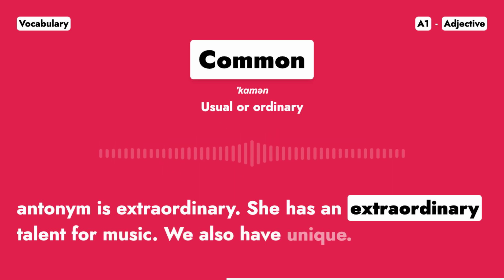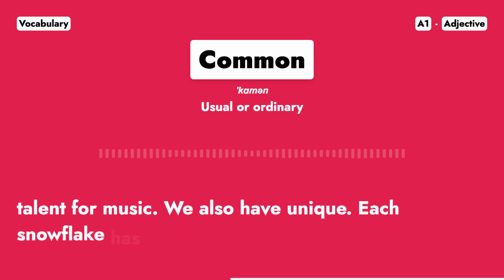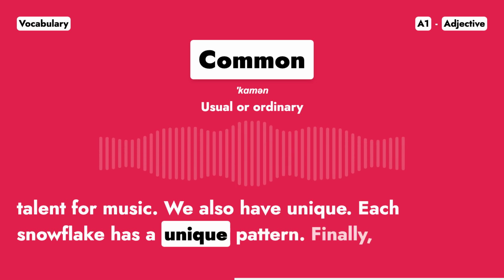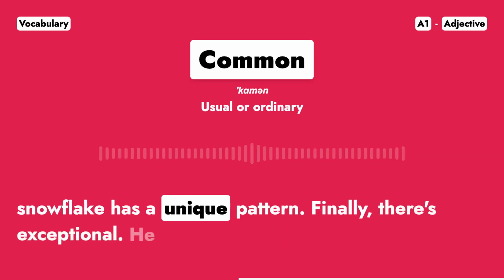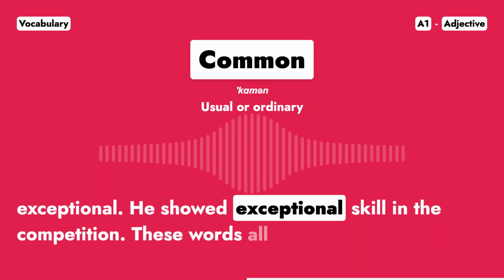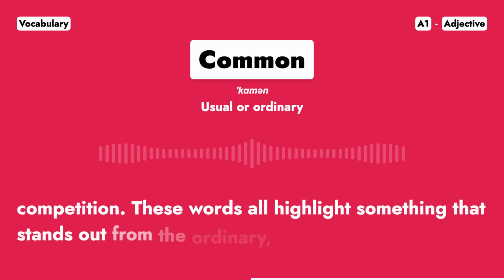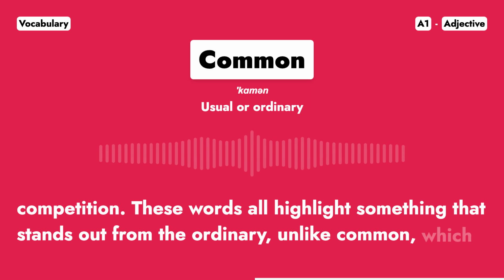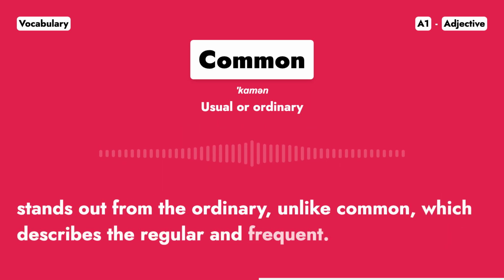We also have unique. Each snowflake has a unique pattern. Finally, there's exceptional. He showed exceptional skill in the competition. These words all highlight something that stands out from the ordinary, unlike common, which describes the regular and frequent.